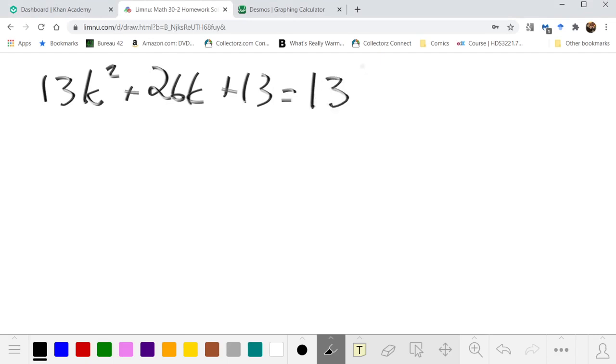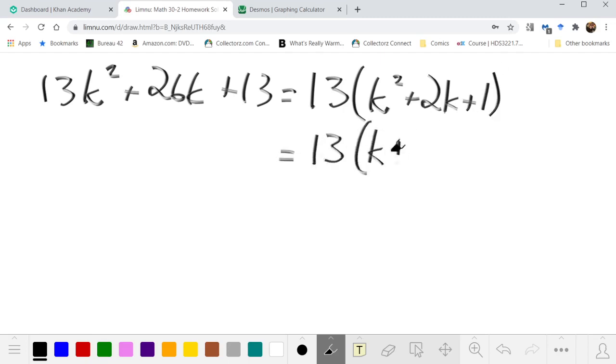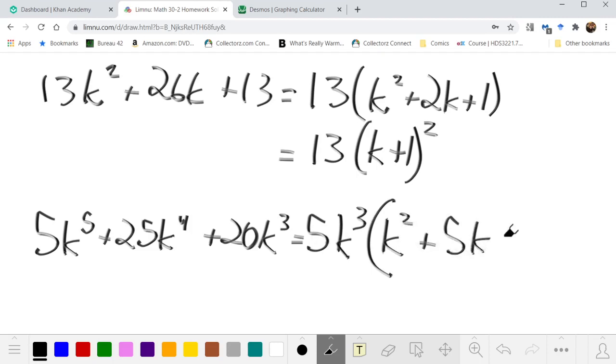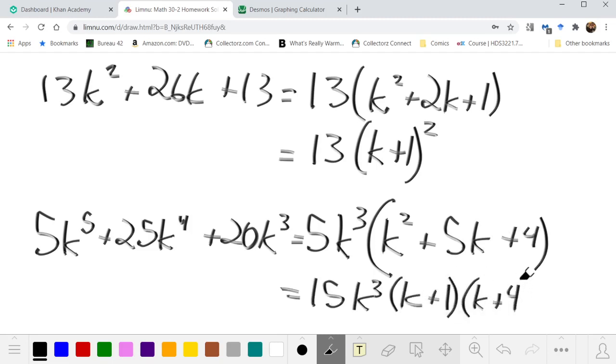With our first, we have a common factor of 13. So this can factor as 13 times k plus 1 squared. For the second, we notice that there's a common factor of 5k cubed. When we pull that out, we have k squared plus 5k plus 4. So that's 5k cubed times k plus 1 times k plus 4.